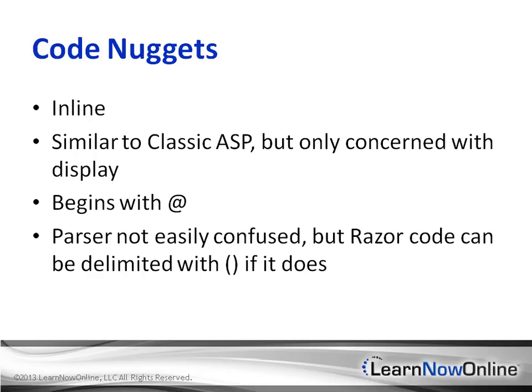However, if for some reason you're doing something complicated and you get to a point where the Razor parser is confused, you can just put your code nugget in parentheses and then it will know for sure that that's actually code that needs to be parsed.